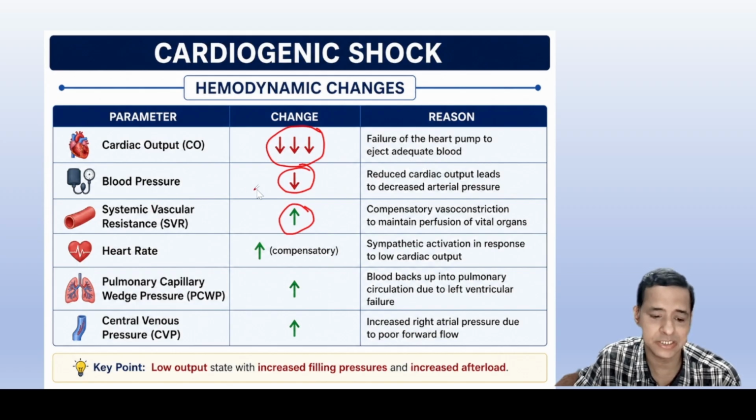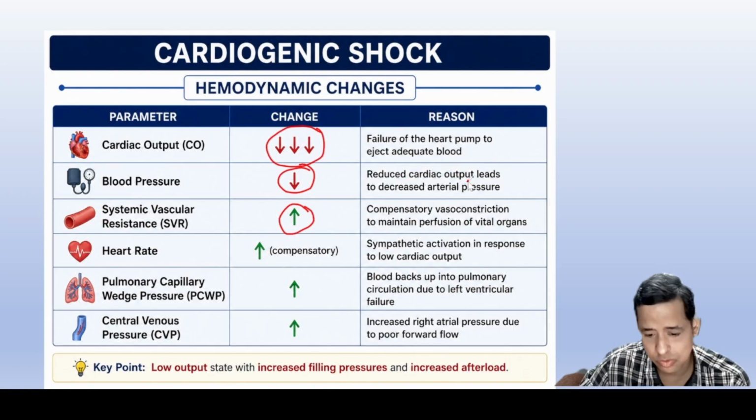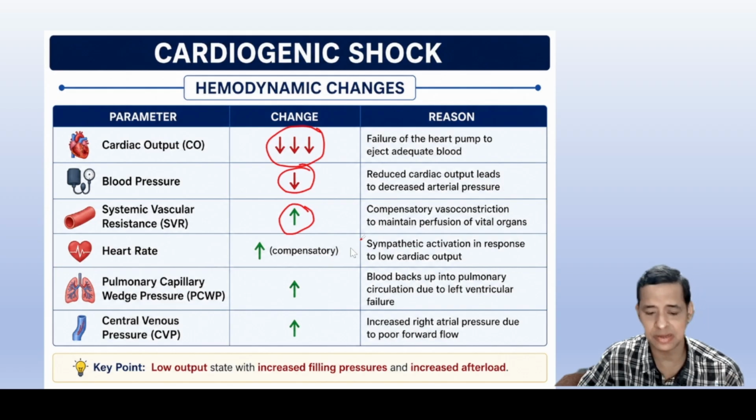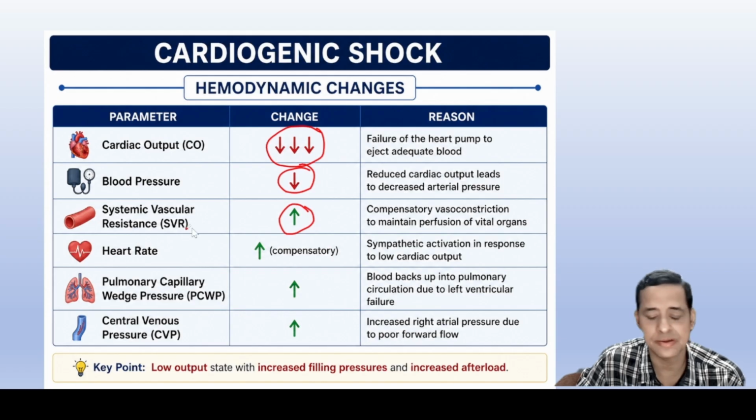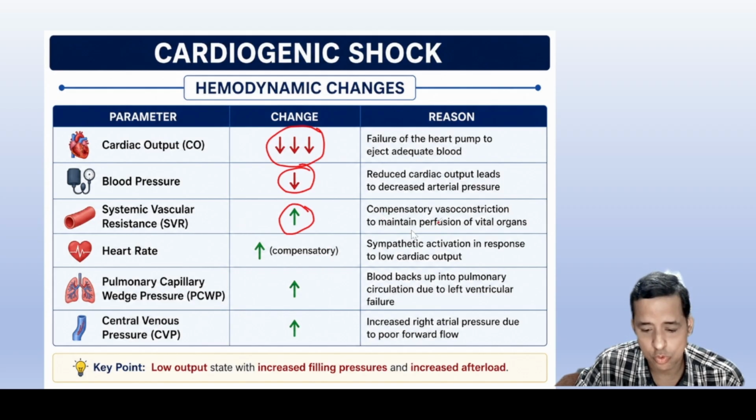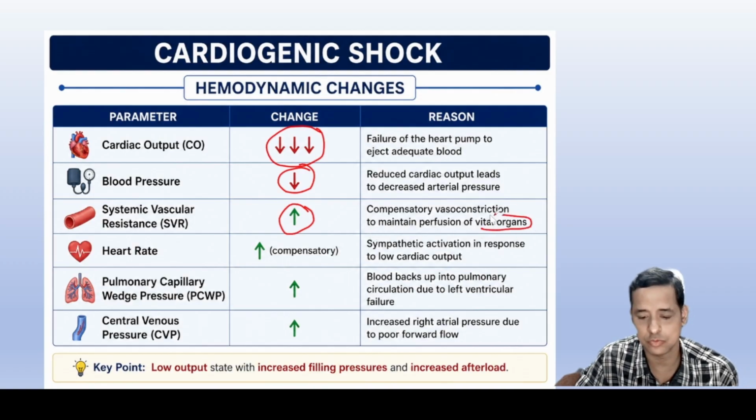Blood pressure decreases because reduced cardiac output leads to decreased arterial pressure. Next is systemic vascular resistance, which increases due to compensatory vasoconstriction to maintain the perfusion of vital organs. This is important. Heart rate is usually increased due to sympathetic activation in response to low cardiac output. So heart rate increases.